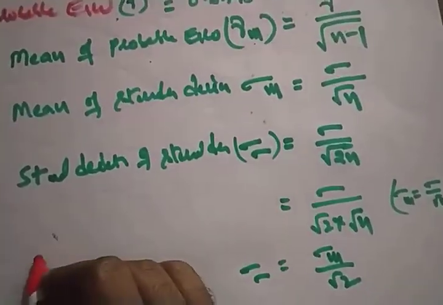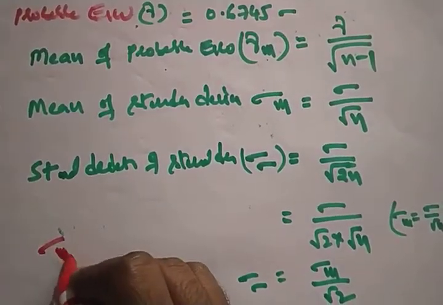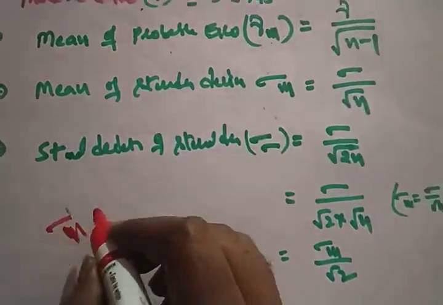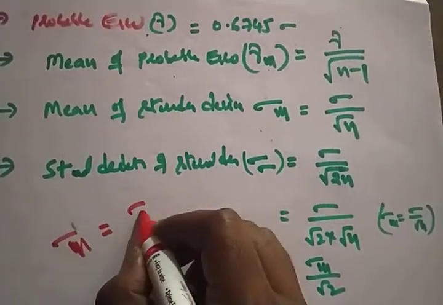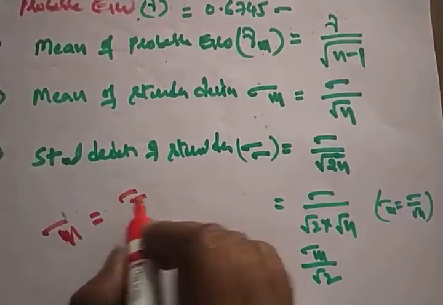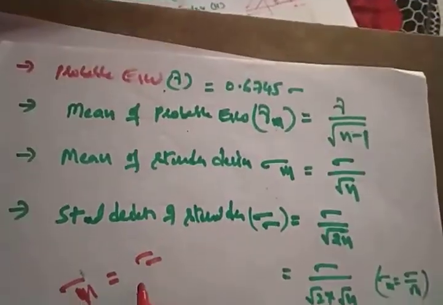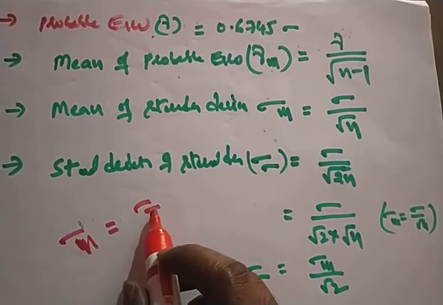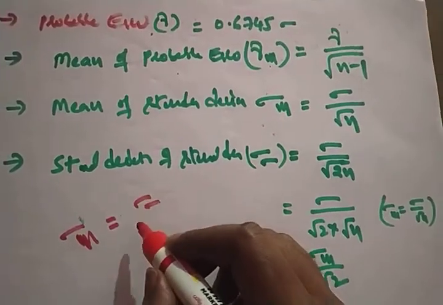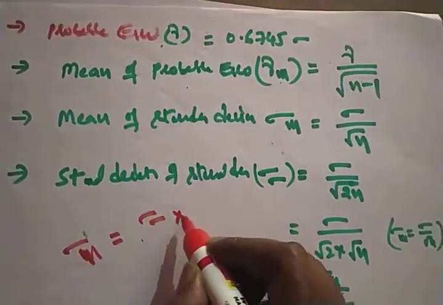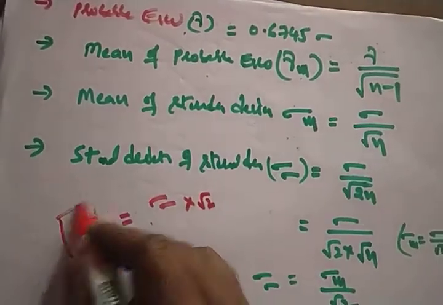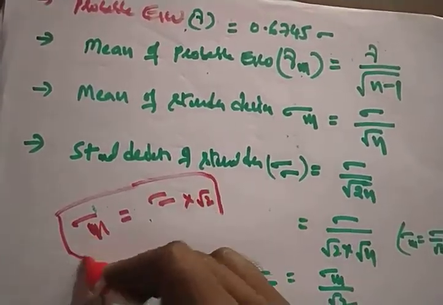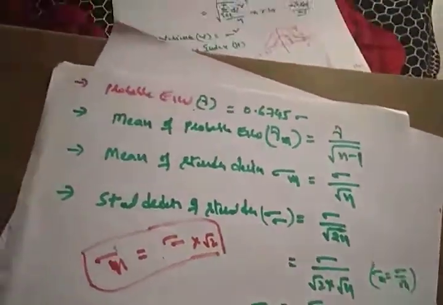Sigma m is equal to sigma sigma into root 2. What is sigma m? Mean of standard deviation is equal to sigma sigma. Sigma sigma means standard deviation of standard deviation. Sigma is nothing but standard deviation. Sigma sigma means standard deviation of standard deviation into root 2. So this is the final formula. Right? So these are the formulas.